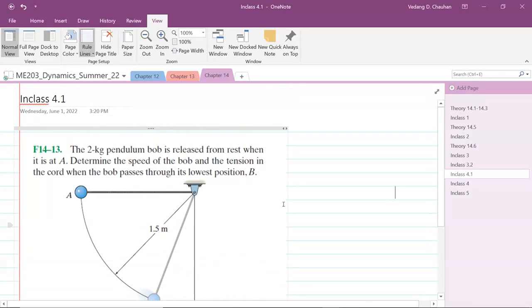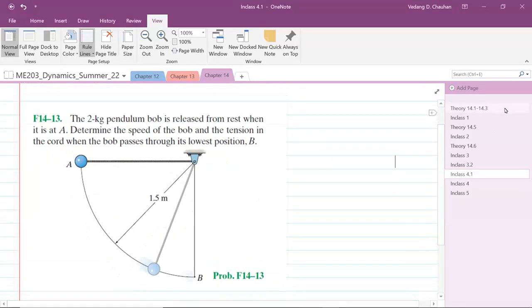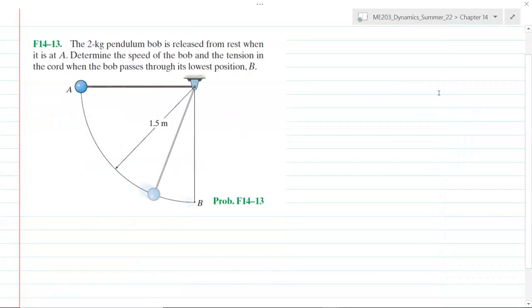Chapter 14 in-class exercise 4, problem number 14.13. The 2 kilogram pendulum bob is released from rest when it's at A. Determine the speed of the bob and the tension in the cord when the bob passes through its lowest position at B.